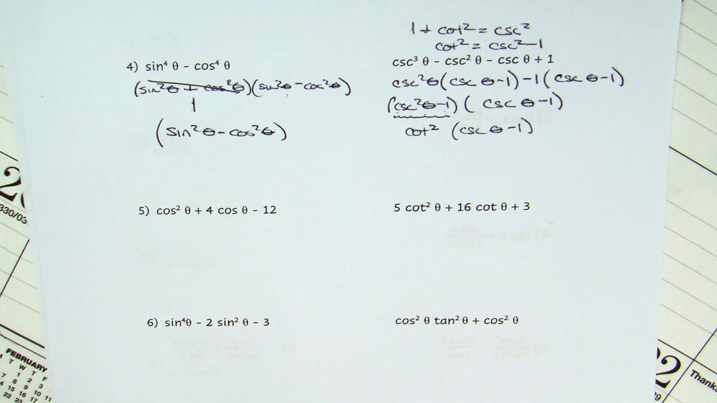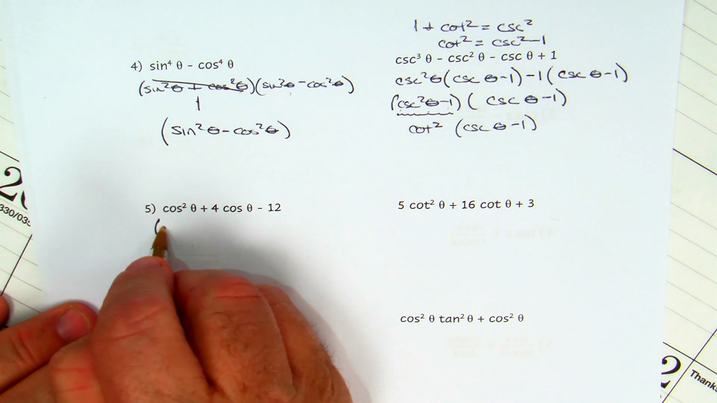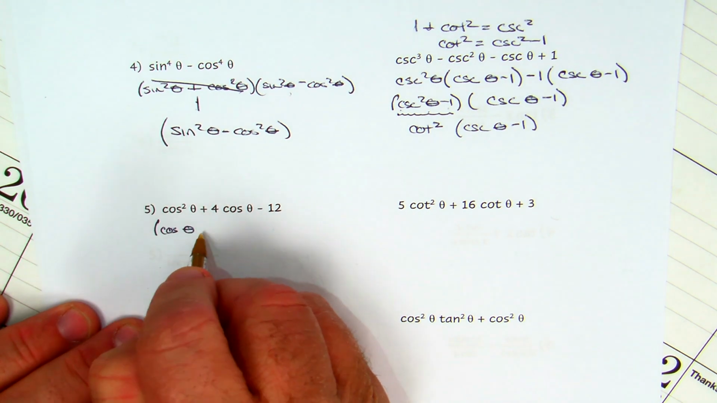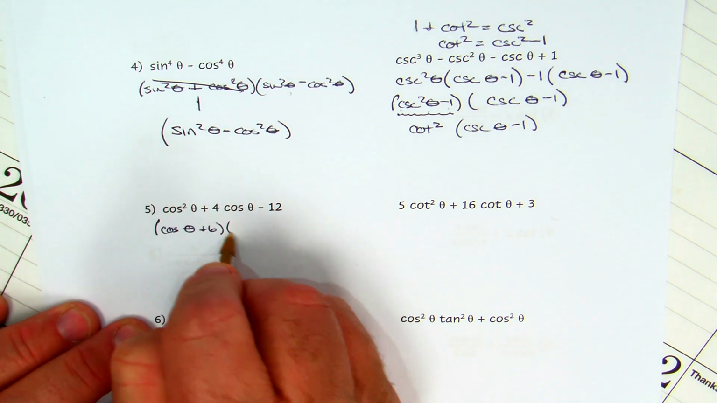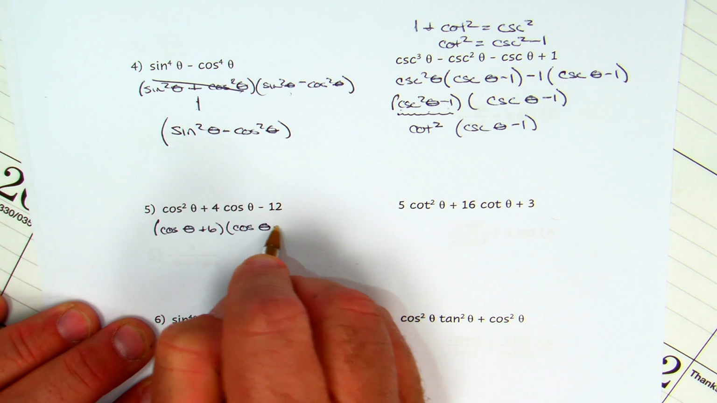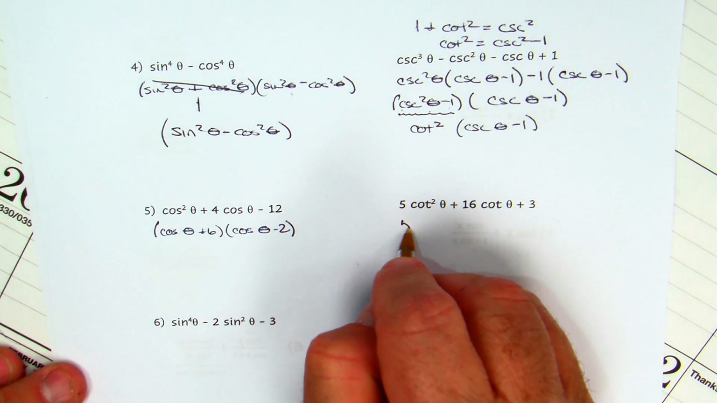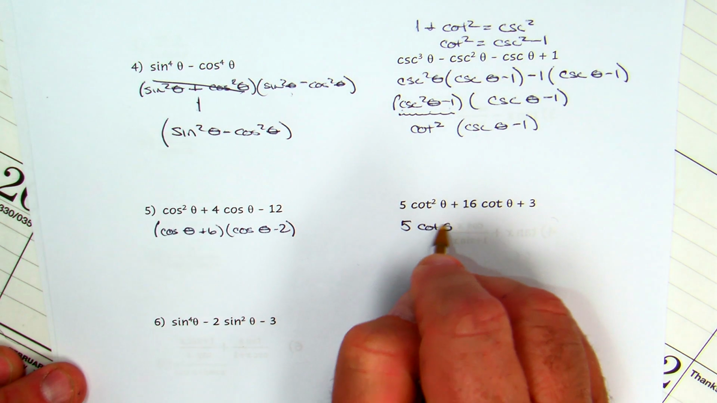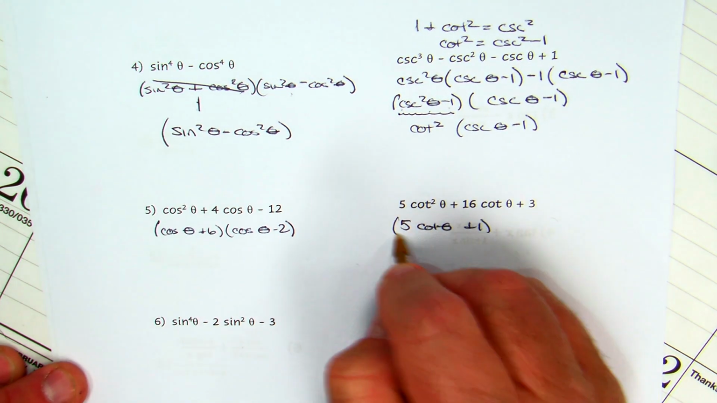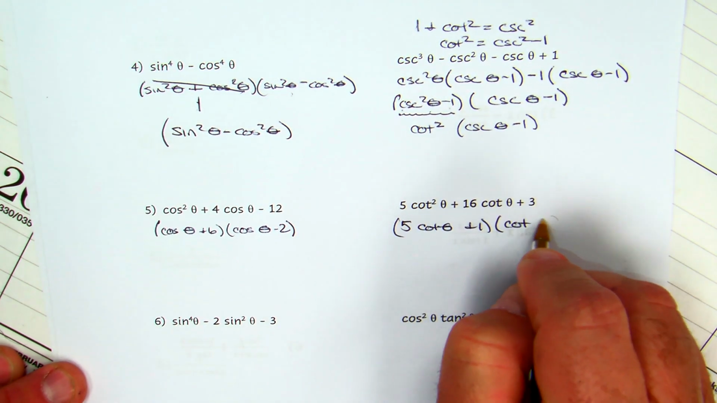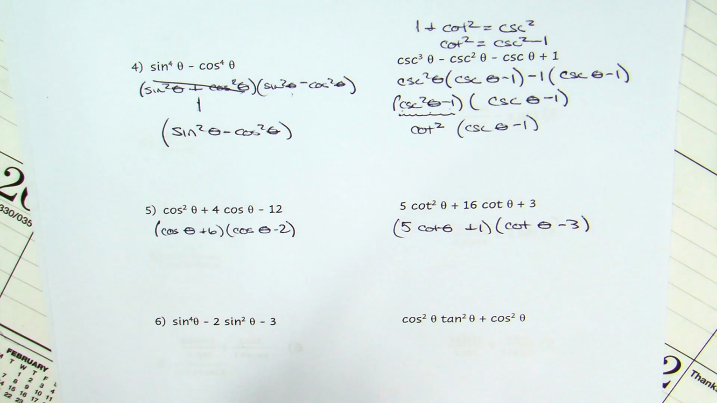Number 5, we return to factoring a trinomial. So that's cosine theta plus 6, cosine theta minus 2. Nothing squared, so I can leave it alone. Same thing with the one next to it, 5 cotangent theta plus 1, cotangent theta minus 3. And again, once you're done factoring that, you can be done.